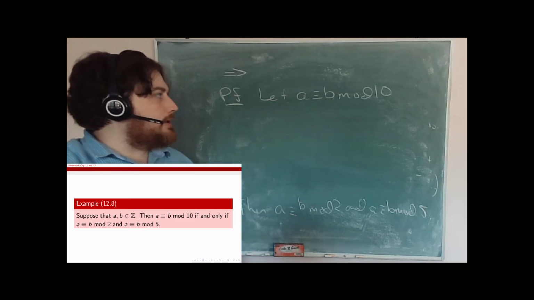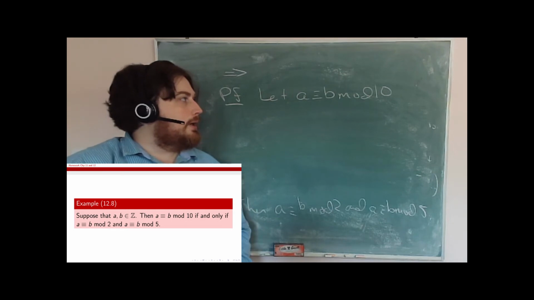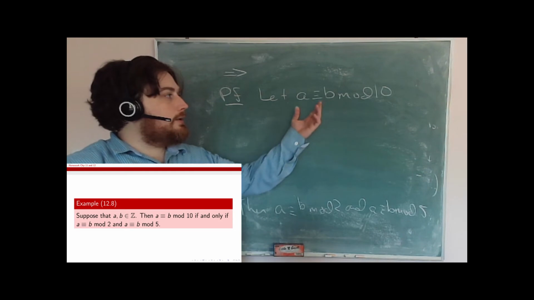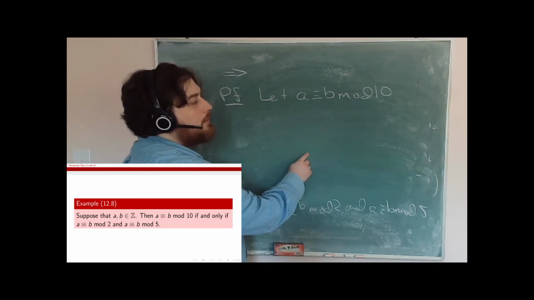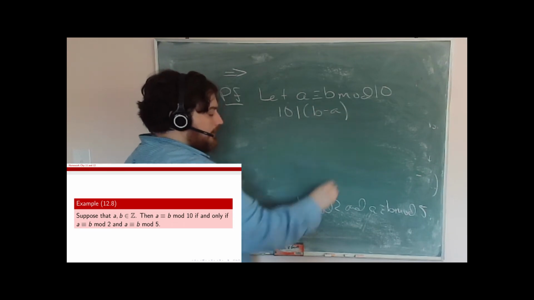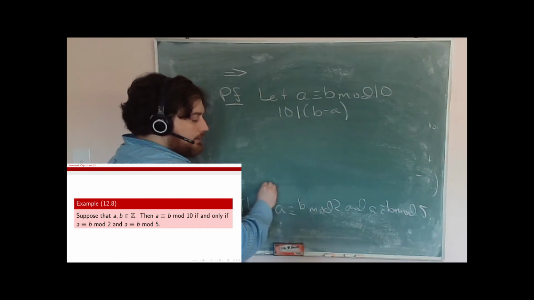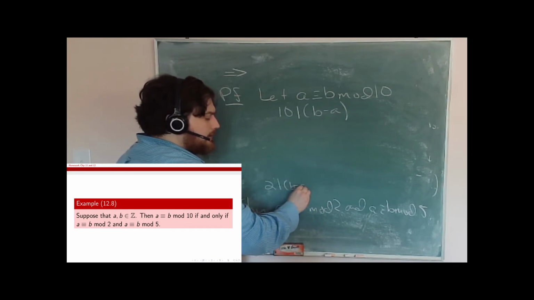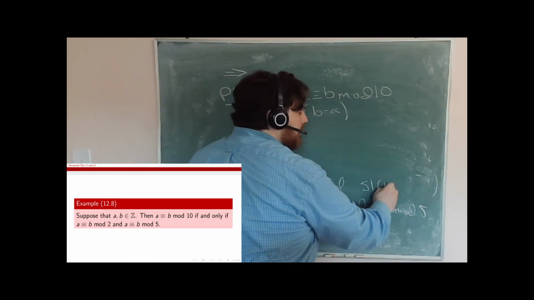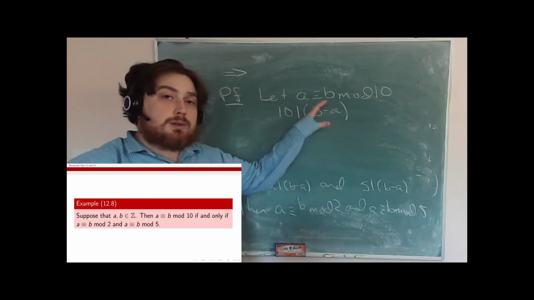Now I know that there are mods in here, so I want to use modular arithmetic, but because I have different numbers after the mod, that makes that difficult to do. So instead, I'm going to use the definition that a is congruent to b mod 10 if 10 divides b minus a. And I have to show that a is congruent to b mod 2, which means that 2 divides b minus a. And a is congruent to b mod 5 is equivalent to 5 divides b minus a. So instead of trying to work with mods in this one, I'm going to work with divisors.